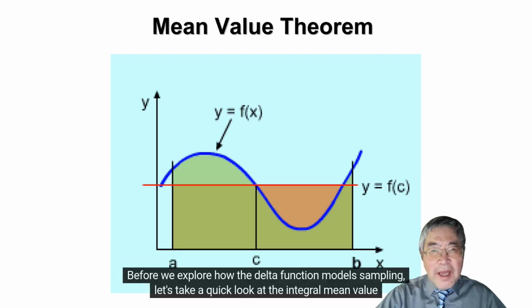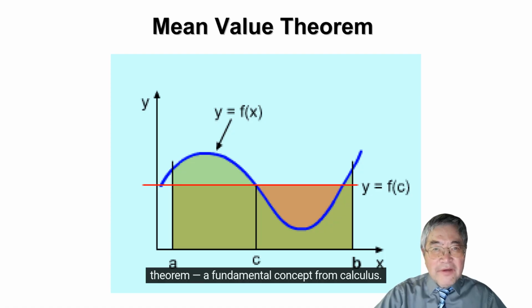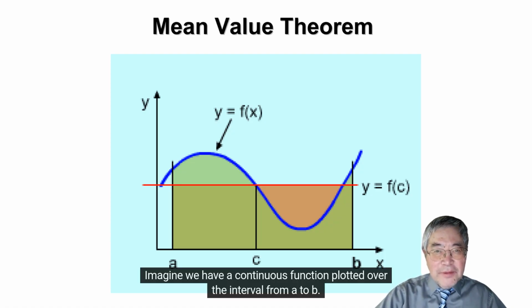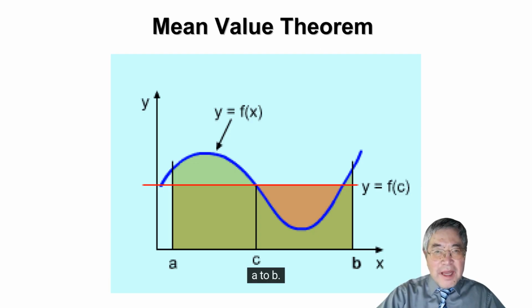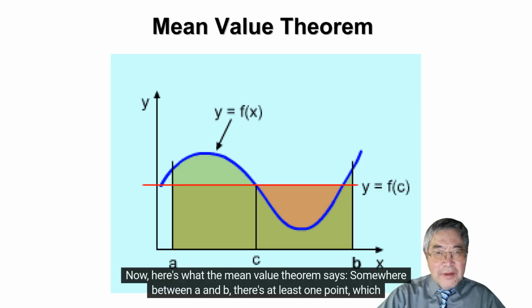Before we explore how the delta function models sampling, let's take a quick look at the integral mean value theorem, a fundamental concept from calculus. Imagine we have a continuous function plotted over the interval from a to b. The area under the curve, shaded in green on the slide, is found by integrating the function from a to b. Now, here's what the mean value theorem says.